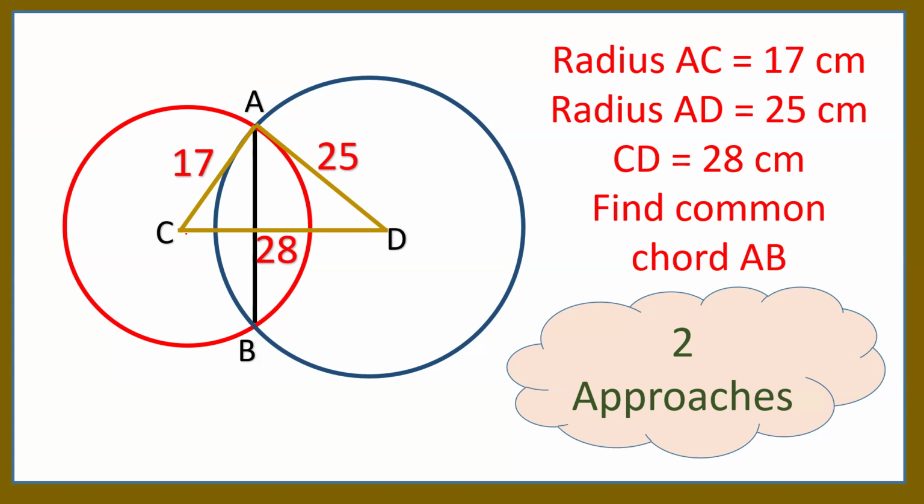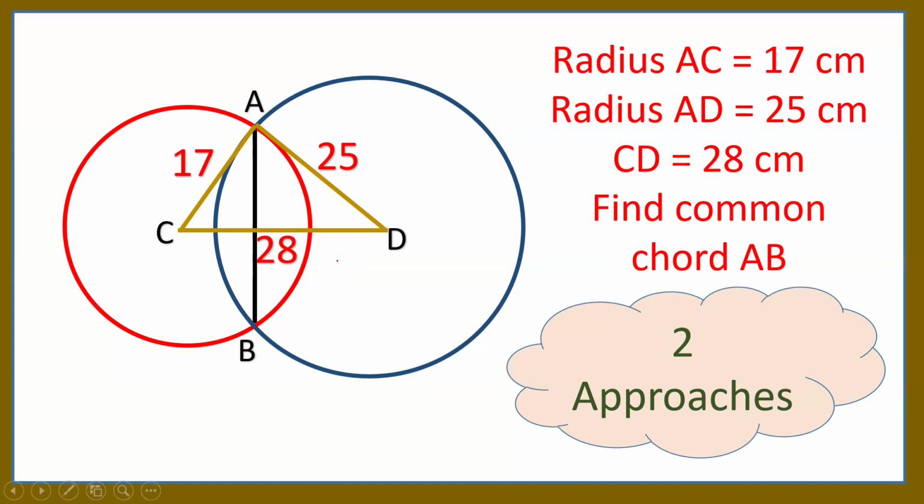There are two different circles of radius 17 and 25. They're intersecting at points A and B. The radius of the first circle, the smaller circle, is 17. The radius of the bigger circle is 25. And the distance between the centers of the circles is 28. We have to find the length of AB.